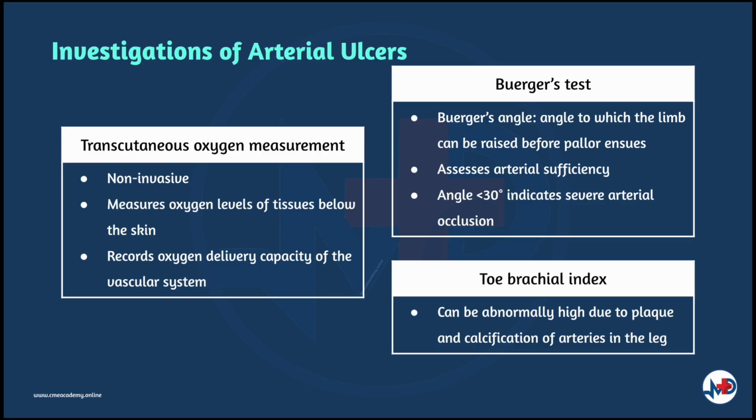Buerger's test is the assessment of arterial insufficiency. The angle between the limb at which pallor begins and the horizontal plane is known as the Buerger's angle. When the angle is less than 30 degrees, this indicates severe arterial occlusion.